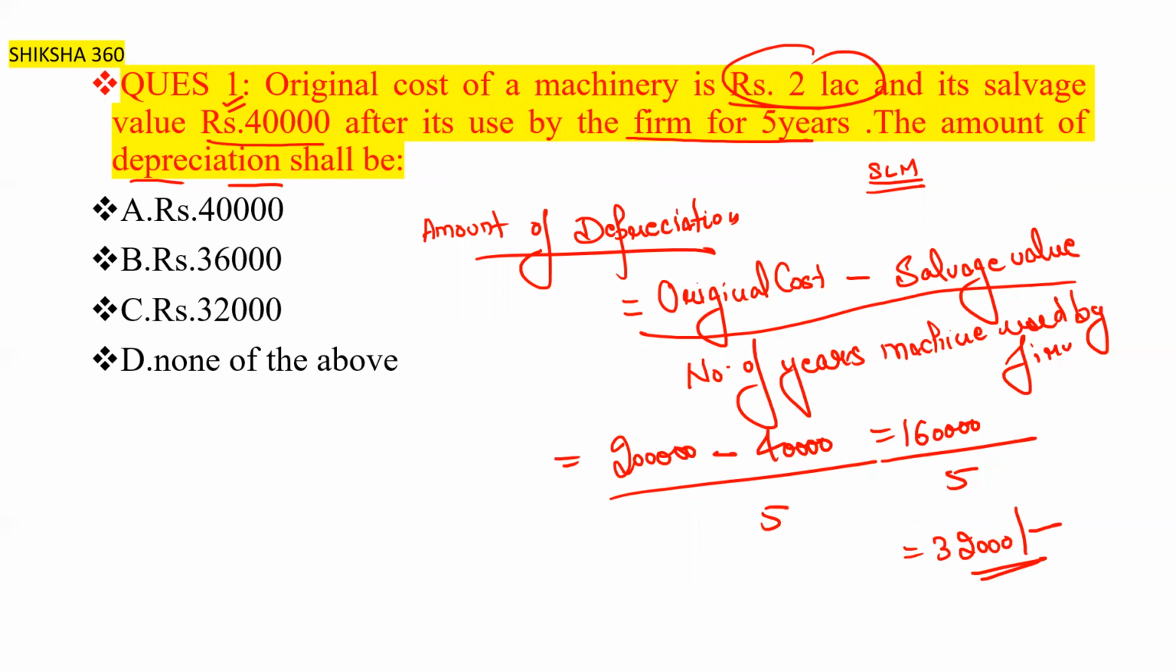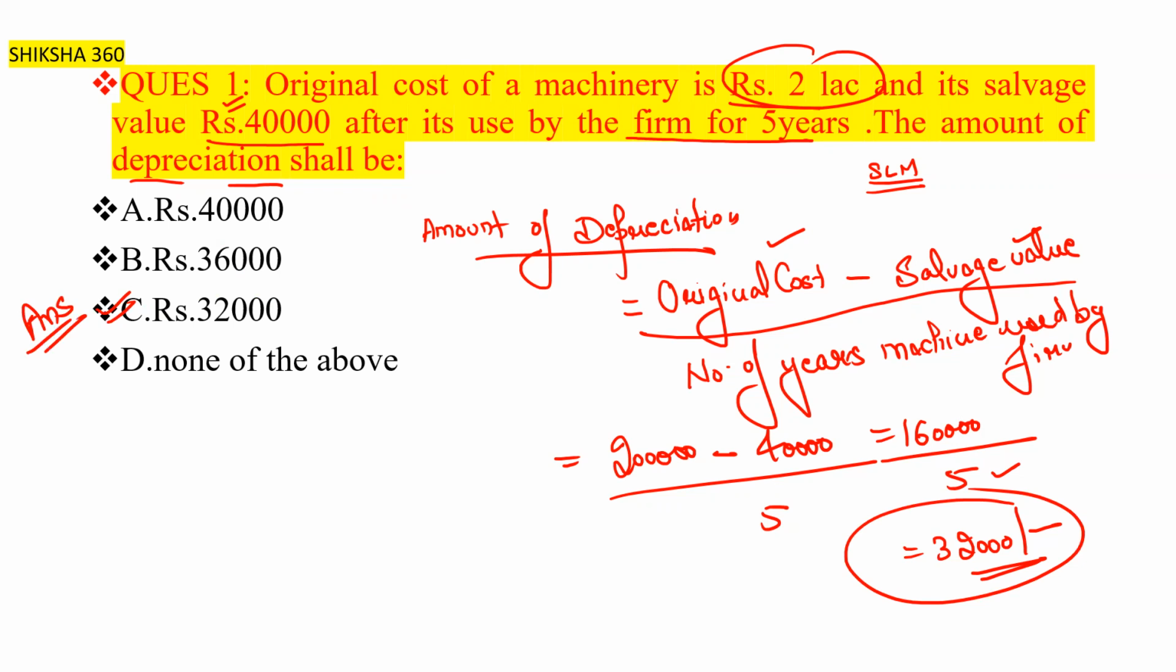This type of question they will ask in the examination. How can we calculate the amount of depreciation? Just original cost minus salvage value upon the number of years that the machine is used by the firm. Here 2 lakh minus 40,000 upon 5, 1,60,000 upon 5, comes out to 32,000. So option number C is the answer here.